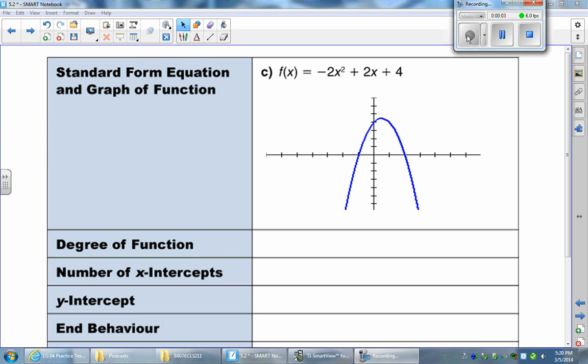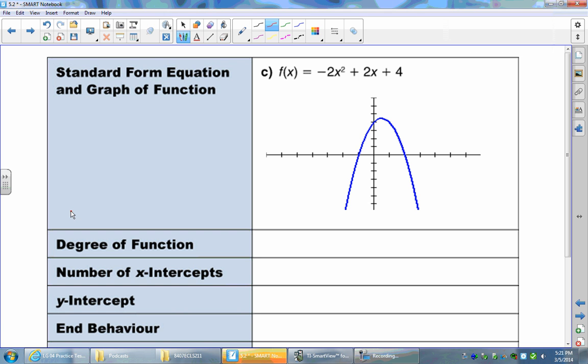Section 5.2, characteristics of polynomial functions. Here we have a function f of x is equal to negative 2x squared plus 2x plus 4. The first thing we're asked to find is the degree of the function. Now, if you remember from the previous lessons, the degree of the function is the variable with the highest exponent.